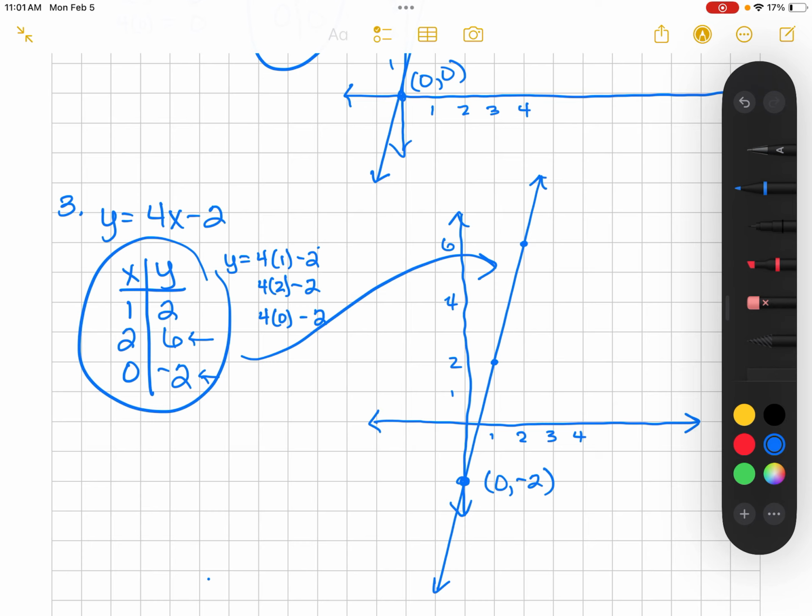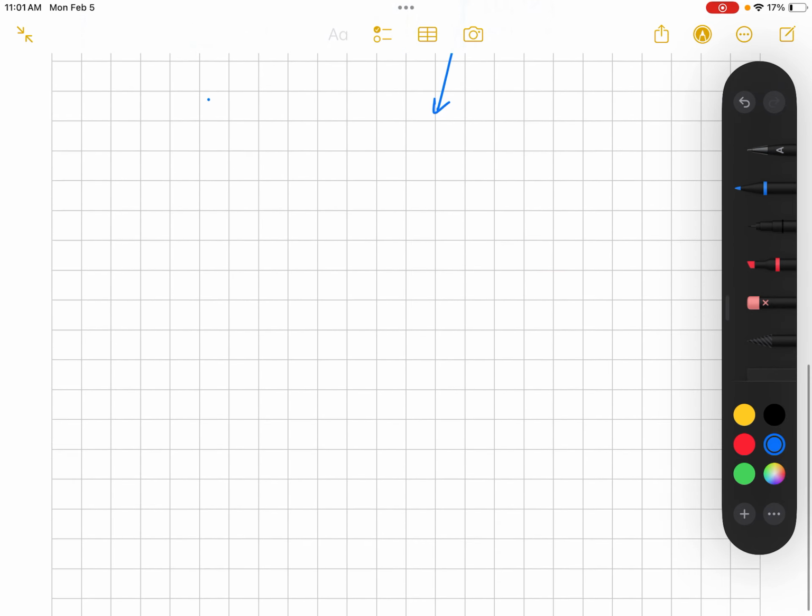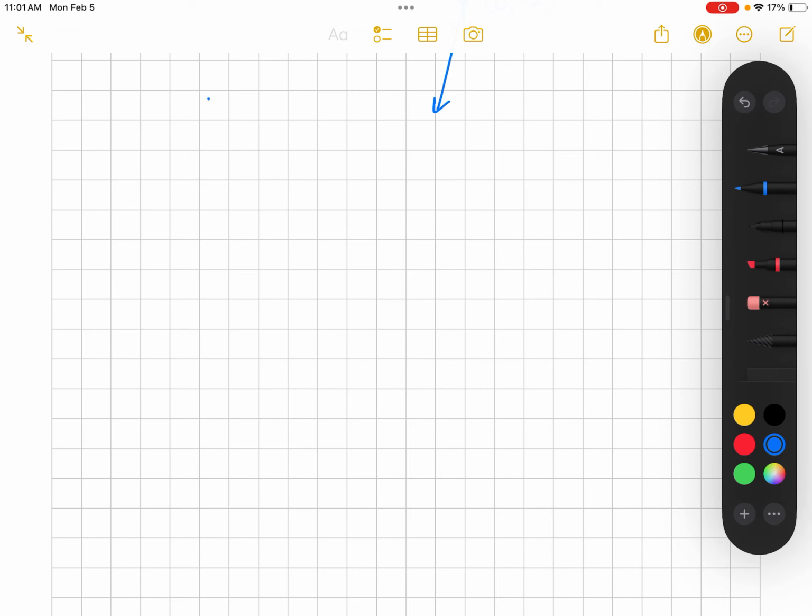Okay, number 5 and 7. Now, on this one, these are different. They have a graph for you. And it says, give the slope of each graph and its y-intercept. So these are a little bit harder for me to show you. Okay, the graph is off to the side.